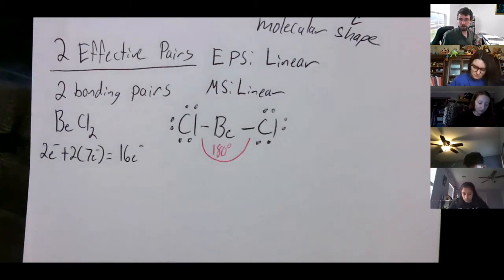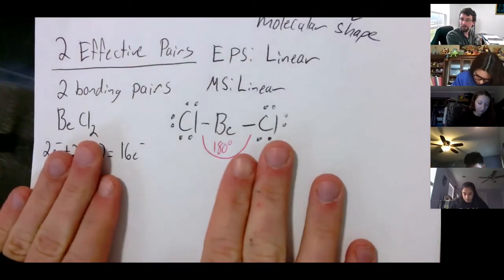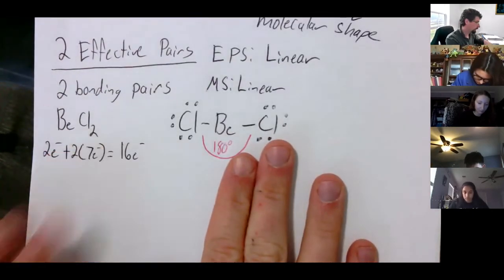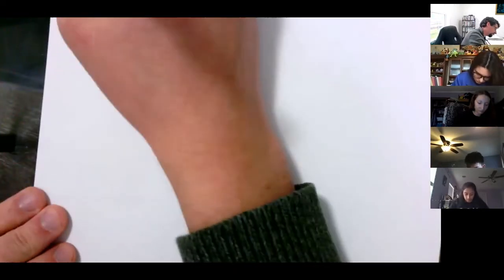Let's move to 3 effective pairs and then we'll start cleaving some of the bonds off. Okay. Am I all right to move this? Okay. So 3 effective pairs.